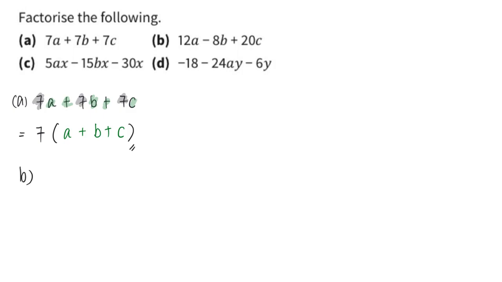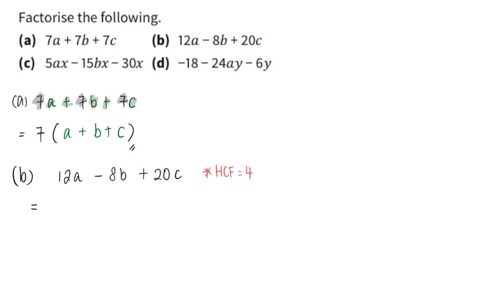For part B, we will have 12a minus 8b plus 20c. And the highest common factor of the three numbers would be 4.